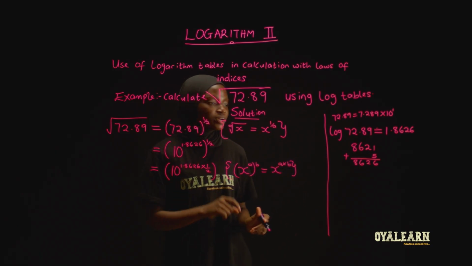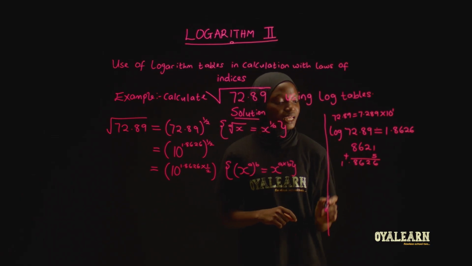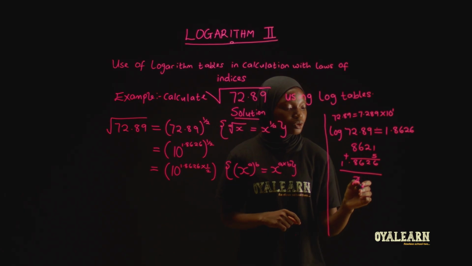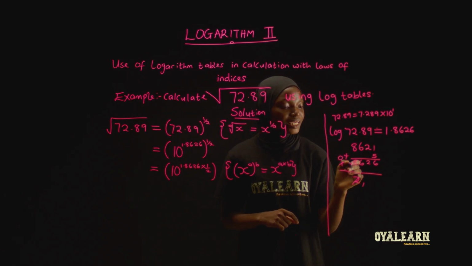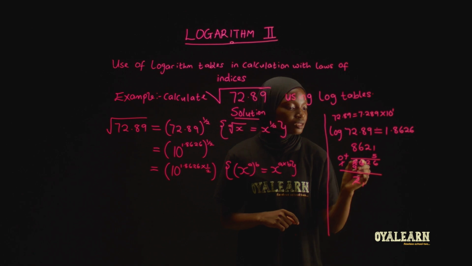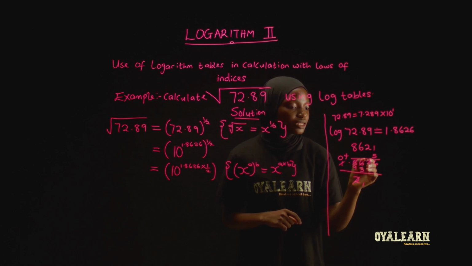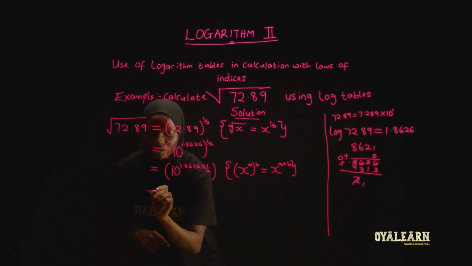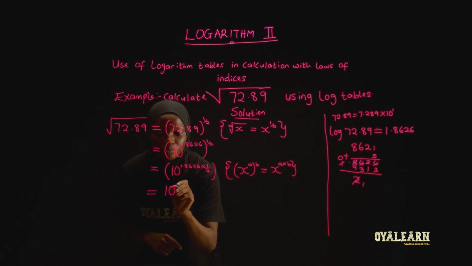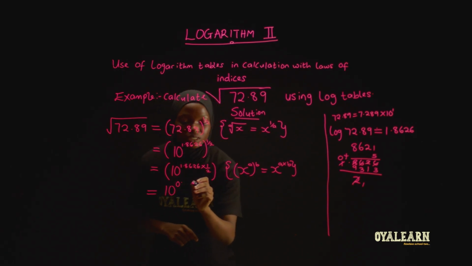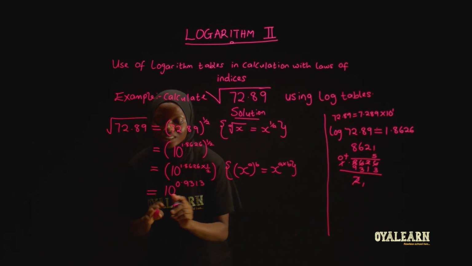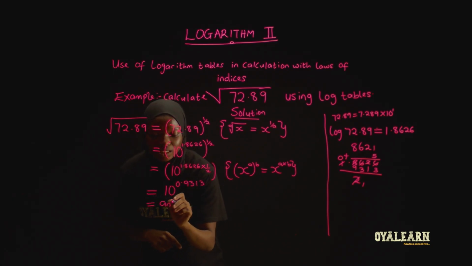Now let's simplify this at this side. We have 1.8626 and we have to divide by 2. So 2 goes into 1, 0 times; 2 goes into 18, 9 times; in 6 we have 3, in 2 we have 1, in 6 we have 3. So that gives us 0.9313. So this becomes 10 raised to the power of 0.9313. And finding this is the same thing as finding the antilog of 0.9313.